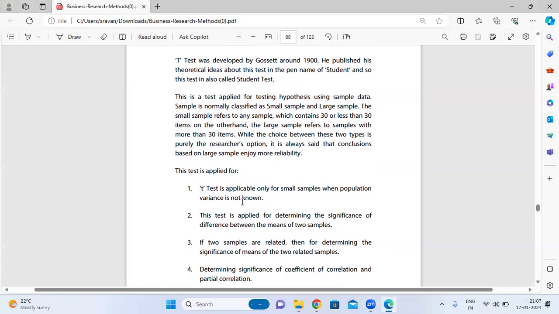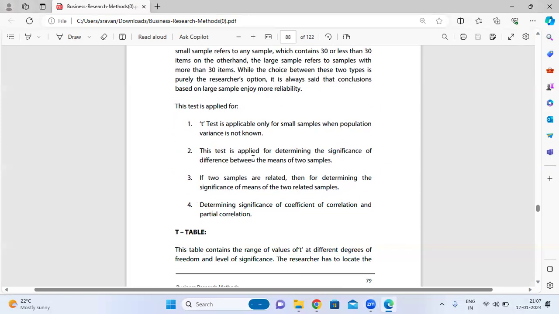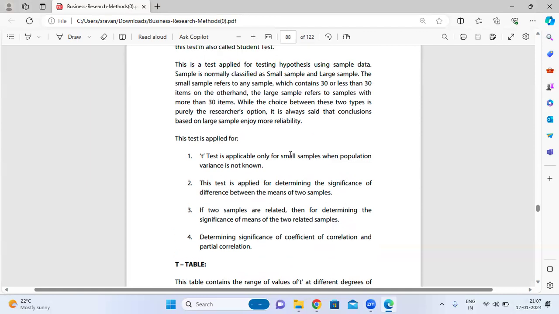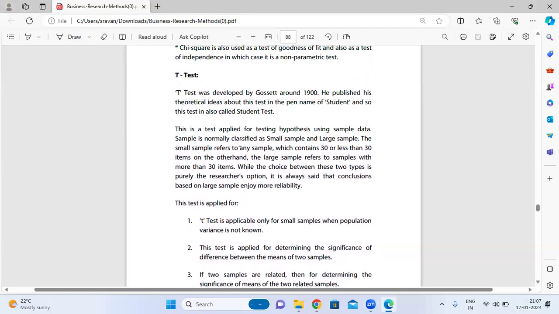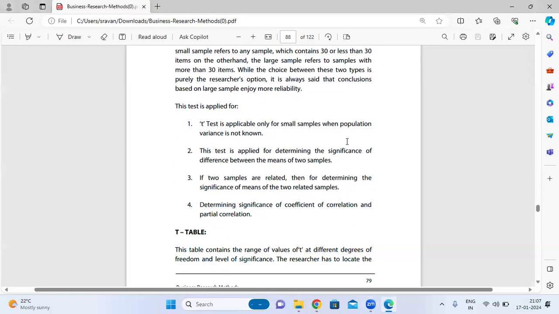Next, the t-test is applied only to small samples when the population variance is not known. This test is applied for determining the significance of the difference between the means of two samples. There are variations for small samples and large samples.